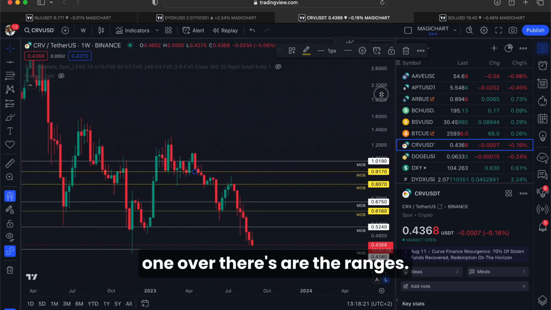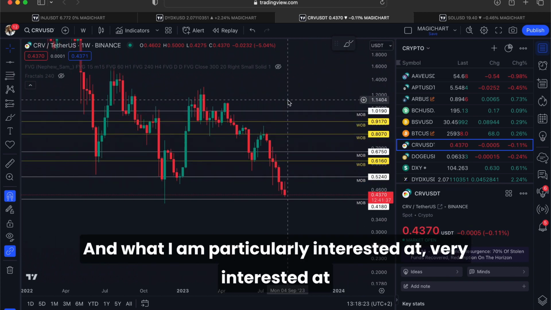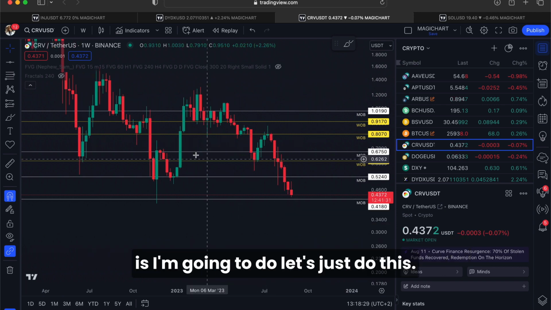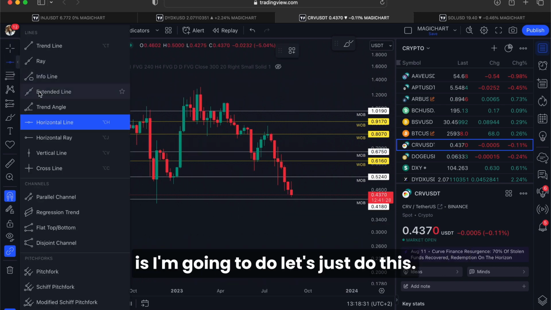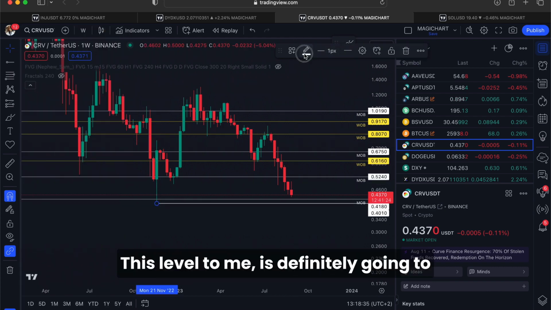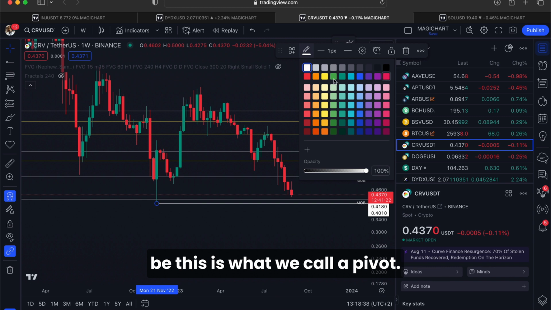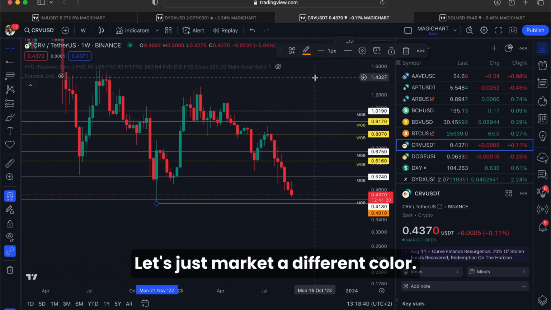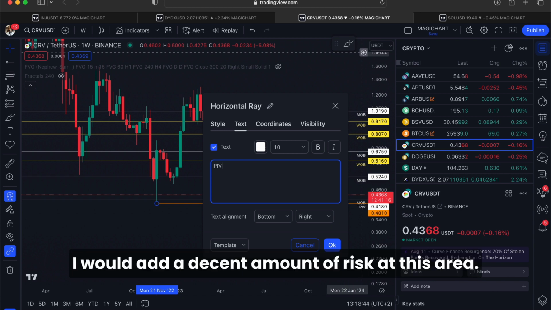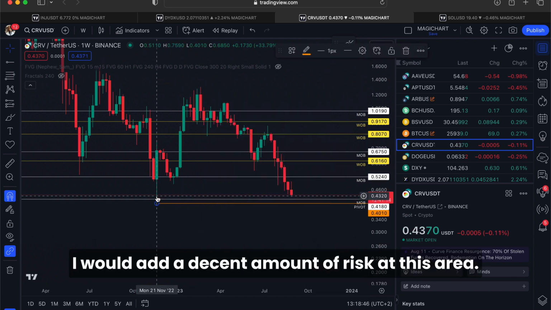So those are the ranges. And what I am very interested in is this level. To me, this is what we call a pivot. Let's mark it a different color. I would add a decent amount of risk at this area.